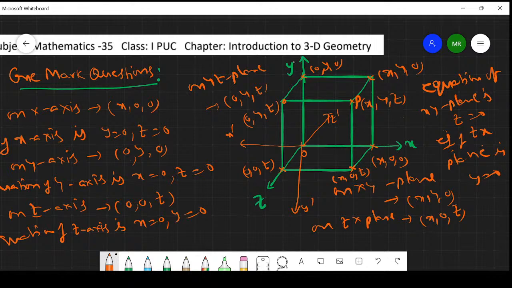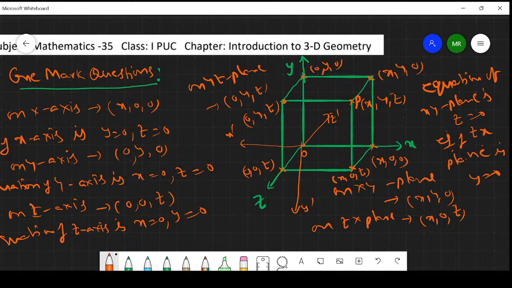If they ask for the equation of the yz plane, the equation of the yz plane is x equal to 0. Note down that point: the equation of the yz plane is x equal to 0. Like that you can remember.